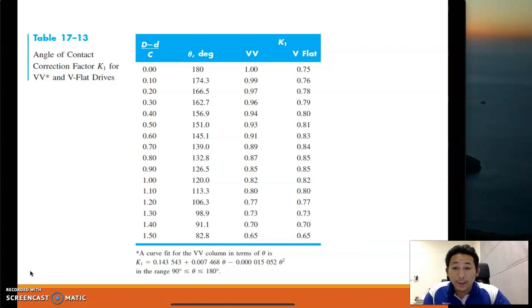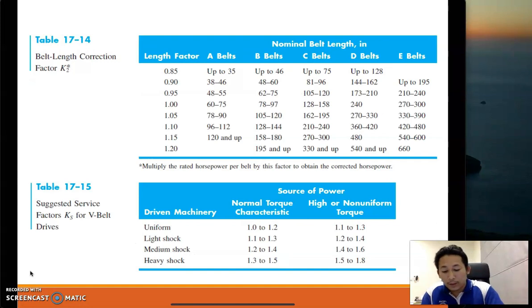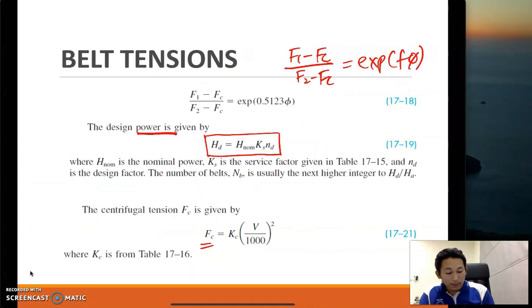This is a correction factor for K1, and this is the correction factor for K2 from the equation, and the nominal Ks. So Ks, we have the nominal power, and Ks is the service factor.